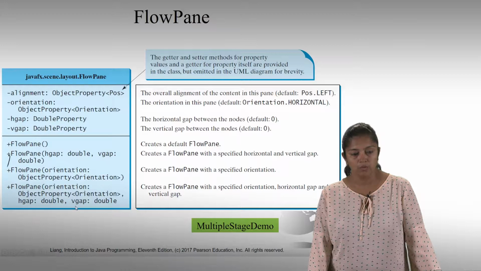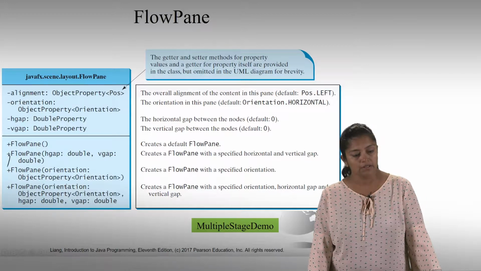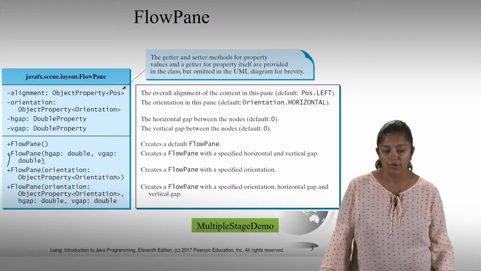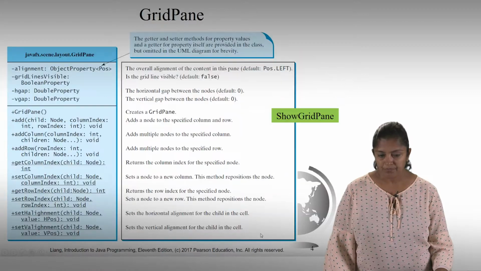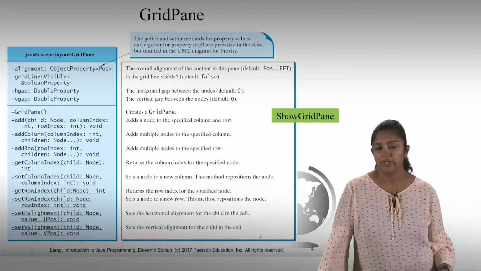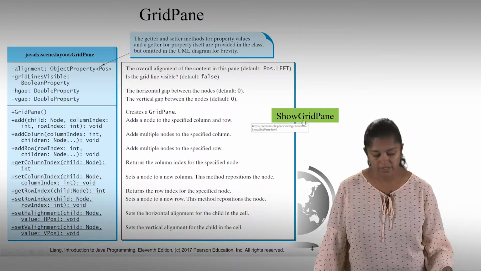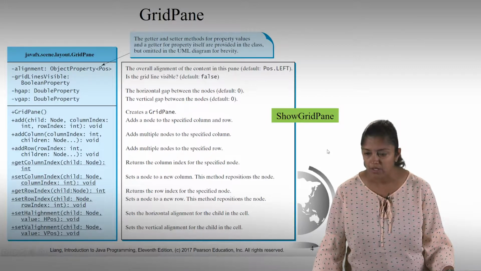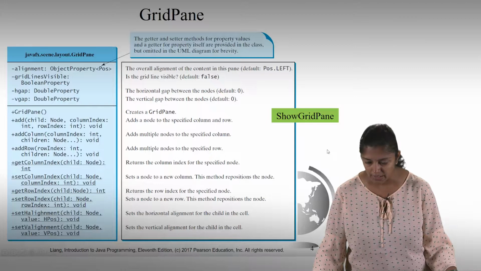So here's the API for FlowPane, and it has multiple constructors, and as you can see in the constructor, we specify the orientation of the flow, how we want the flow to look. So this is a GridPane, wherein we are now arranging nodes on a two-dimensional grid. Here we have the example of the ShowGridPane Java file. Let's quickly take a look at it to see how the nodes are arranged in the grid.